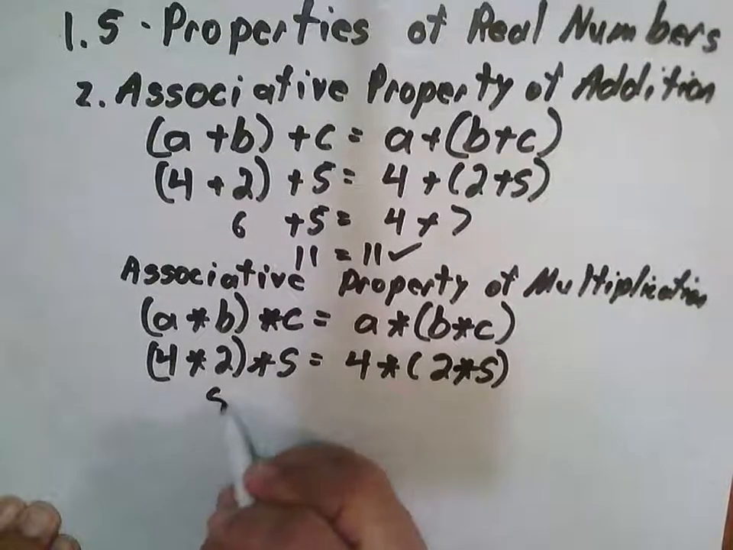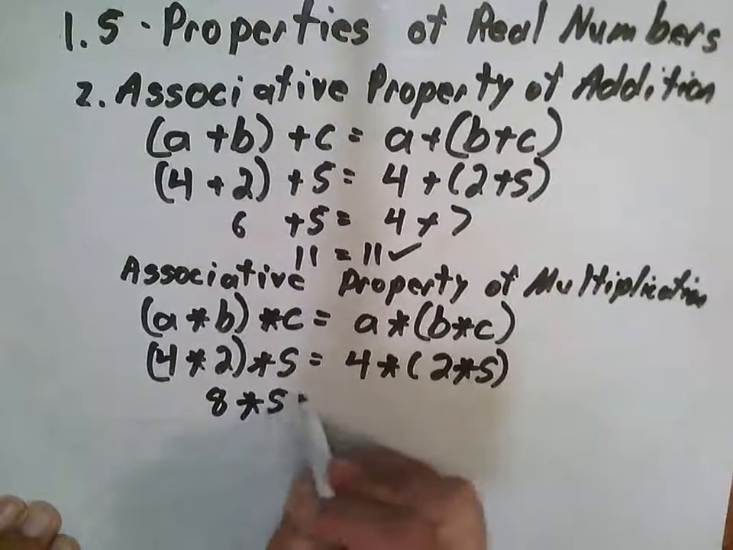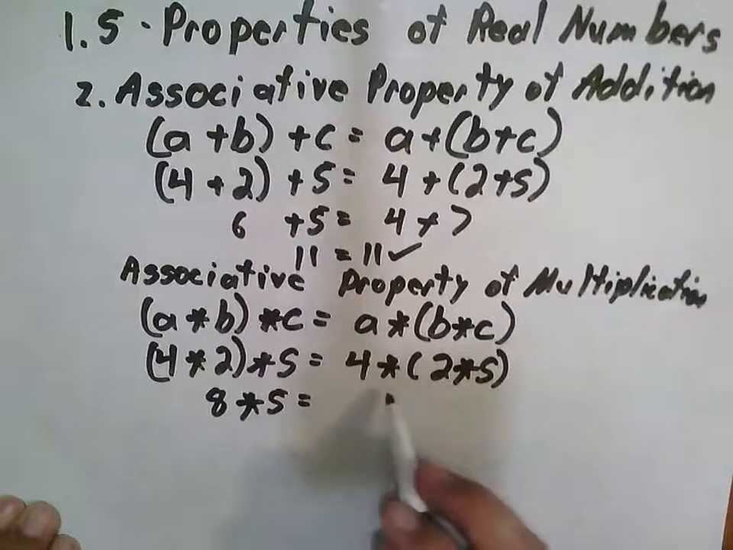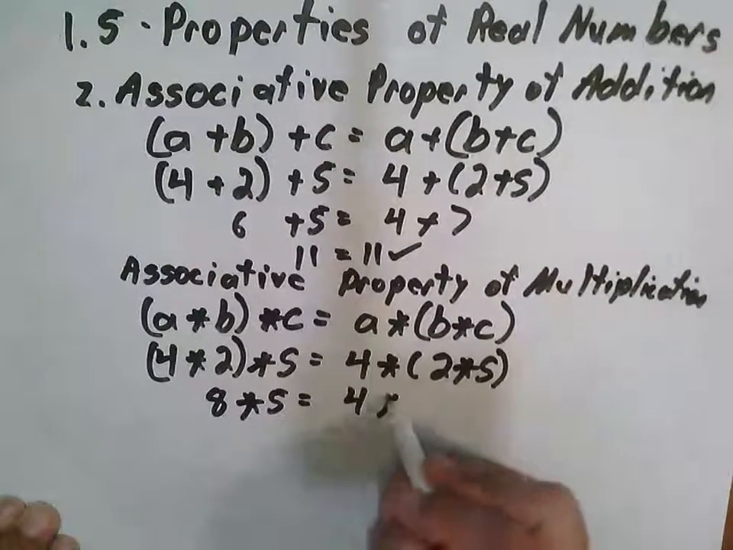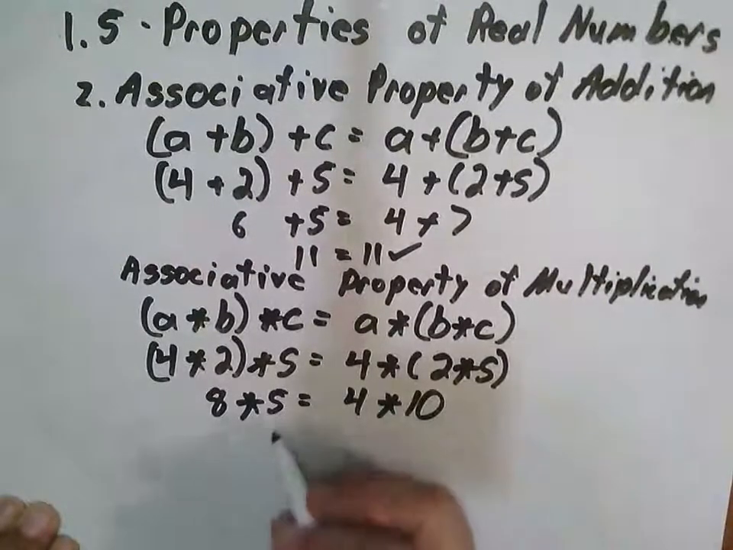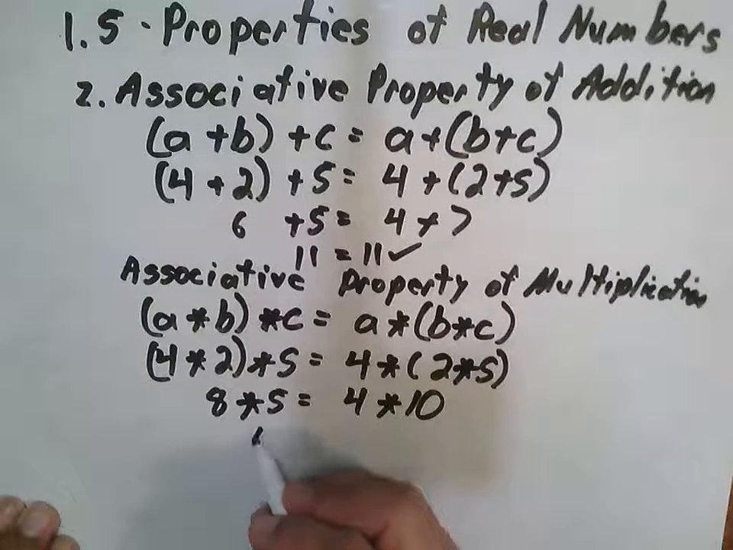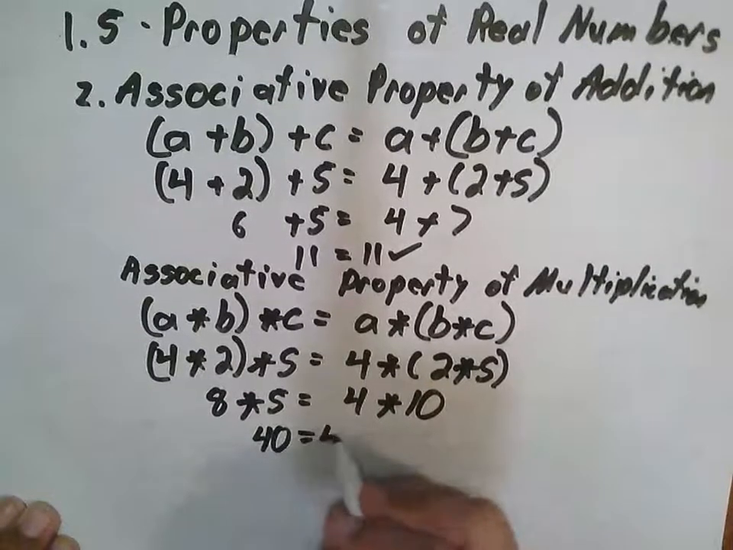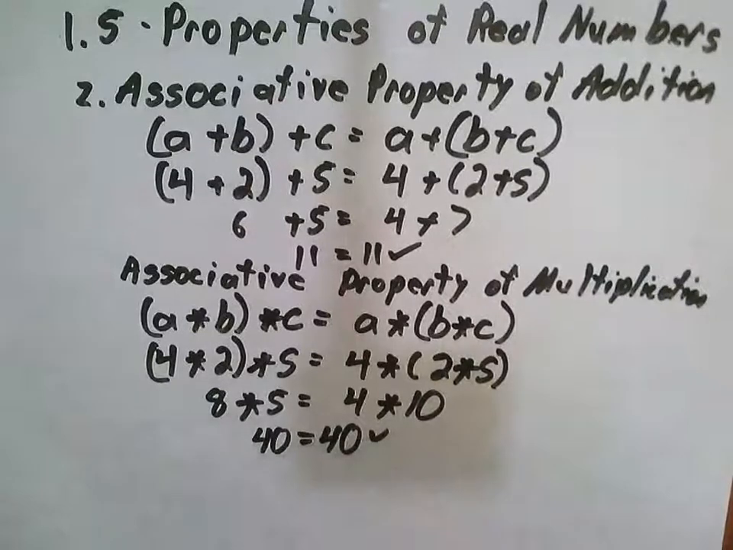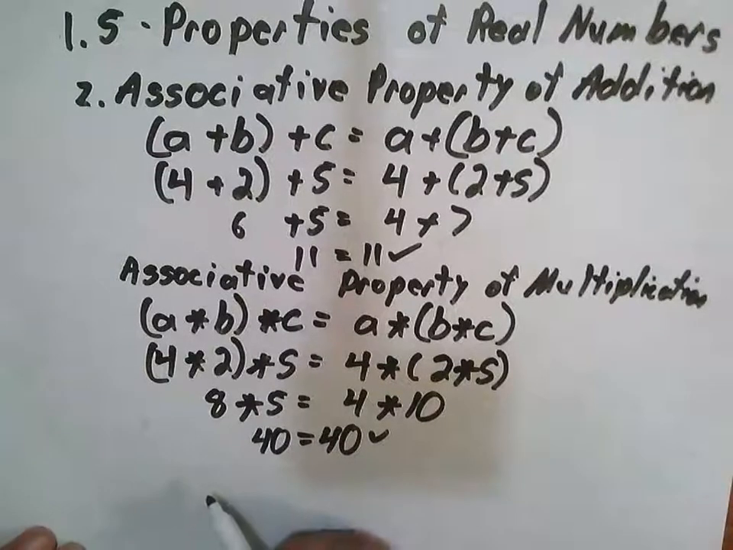4 times 2 is going to give me 8. It's going to give me 8 times 5. Once again, on the other side, 2 times 5 is going to give me 10. So if I work these out, 5 times 8 is going to give me 40, and 4 times 10 is also going to give me 40. So all it's telling you is that you can move these around to any order that you want and that it does not matter.